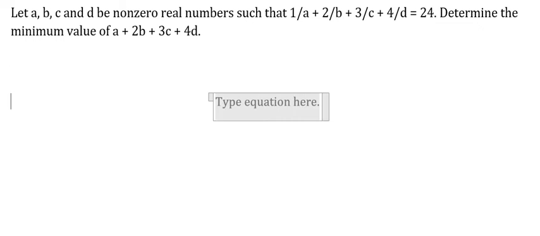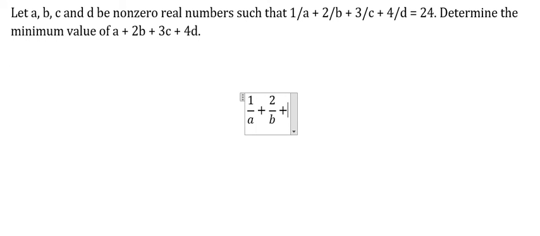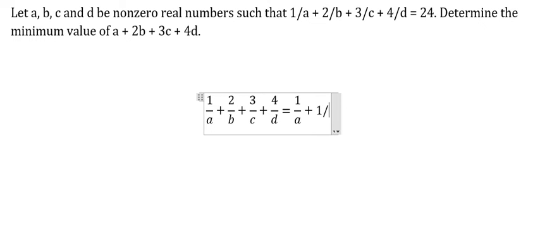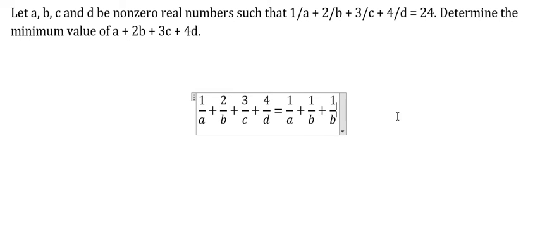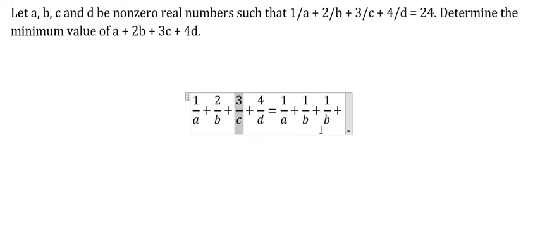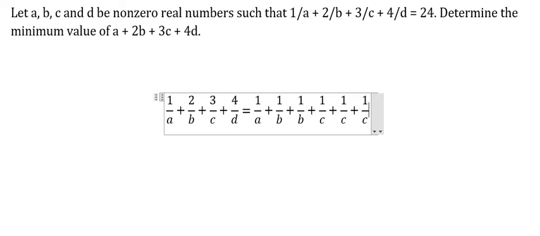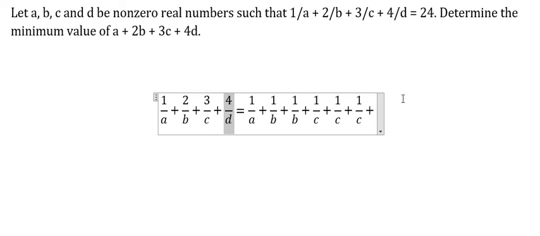So we have 1 over a plus 2 over b plus 3 over c plus 4 over d. In this one, we can put 2 over b into 1 over b plus 1 over b. This one we can put into 1 over c plus 1 over c plus 1 over c, and so on for this one.